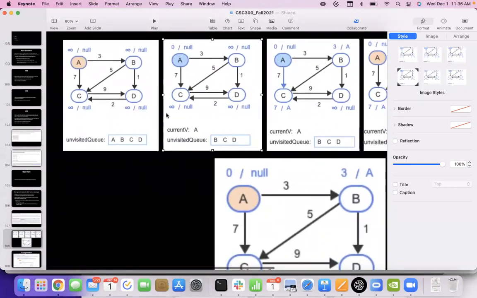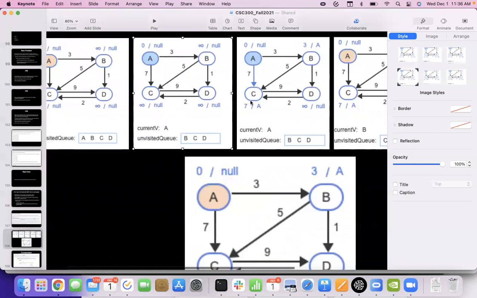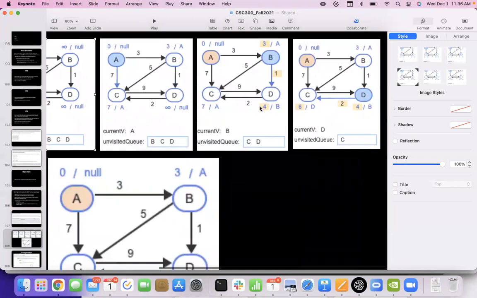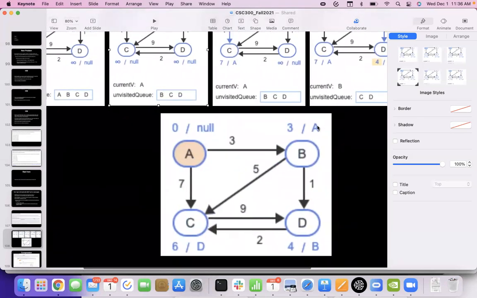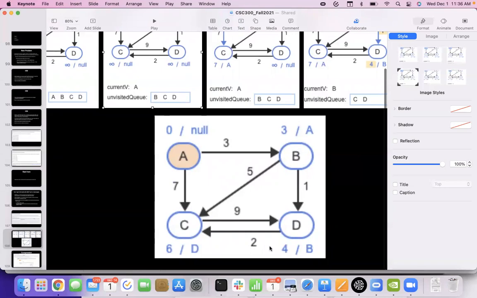Okay, so back to our very beginning example here. A to C was a distance of 7. 7 was better than infinity. So now we have a 7 here by way of A. We have a 3 here by way of A. We have a 4 here by way of B. We have a 6 here by way of D, so on and so forth. So in the end, we've marked up our graph in this way.